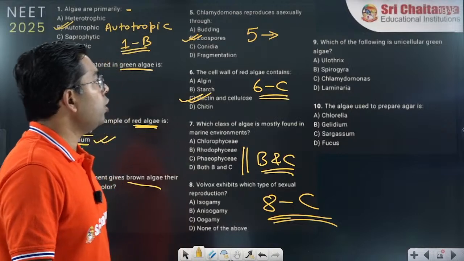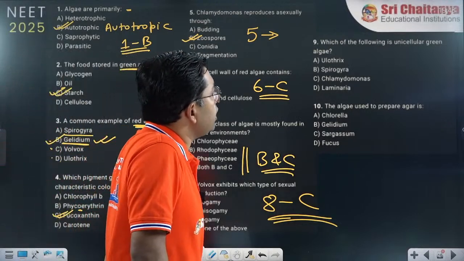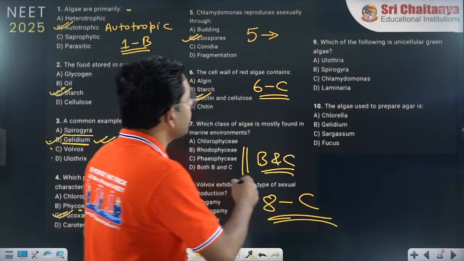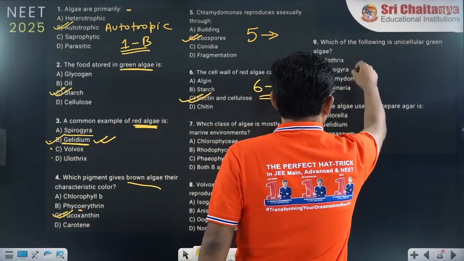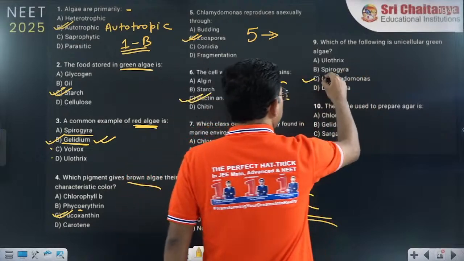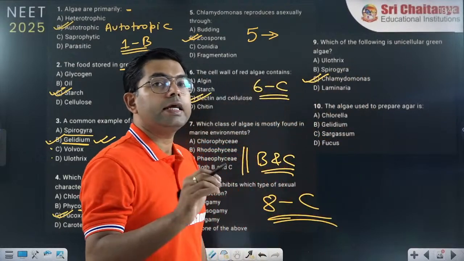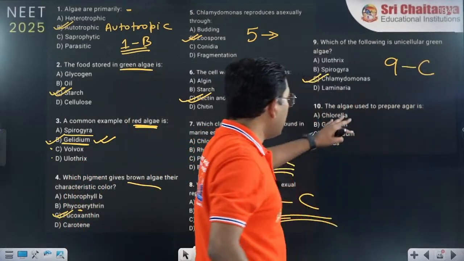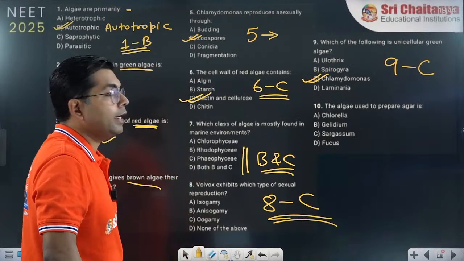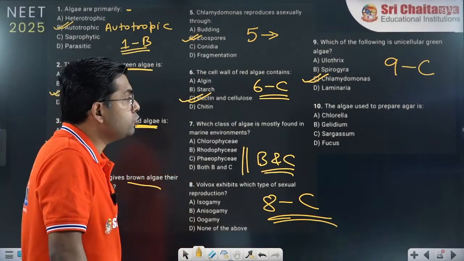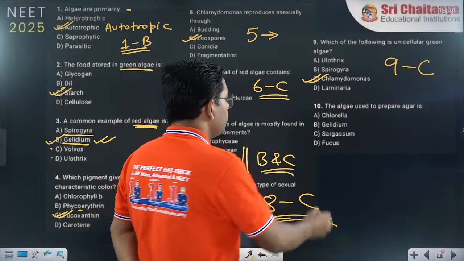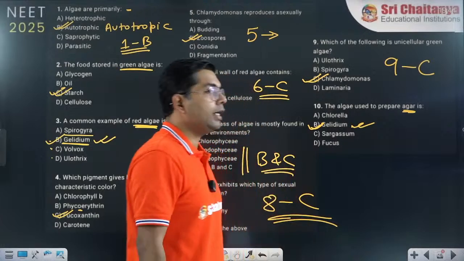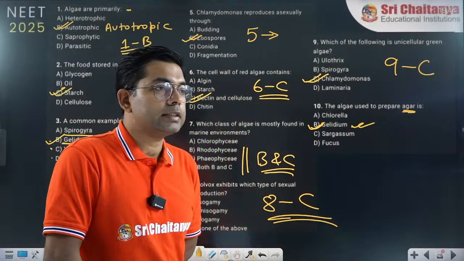Ninth. Which of the following is unicellular green algae? Chlamydomonas is a unicellular green algae. So the ninth correct answer is C. The algae which is used to prepare agar is what? Agar is obtained from Gelidium. So the tenth correct answer is B.